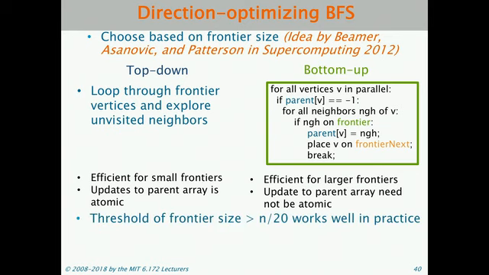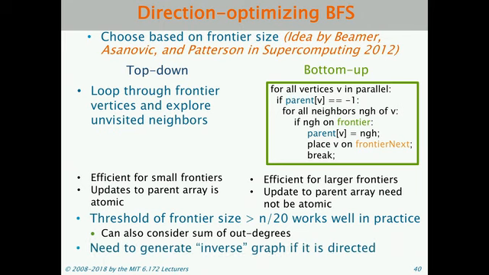So we choose between these two approaches based on the size of the frontier. We found that a threshold of a frontier size of about n over 20 works pretty well in practice. So if the frontier has more than n over 20 vertices, we use the bottom-up approach, and otherwise we use the top-down approach. You can also use more sophisticated thresholds, such as also considering the sum of out degrees, since the actual work is dependent on the sum of out degrees of the vertices on the frontier. You can also use one threshold for going from top-down to bottom-up, and then another threshold for going from bottom-up back to top-down. And in fact, that's what the original paper did. They had two different thresholds.